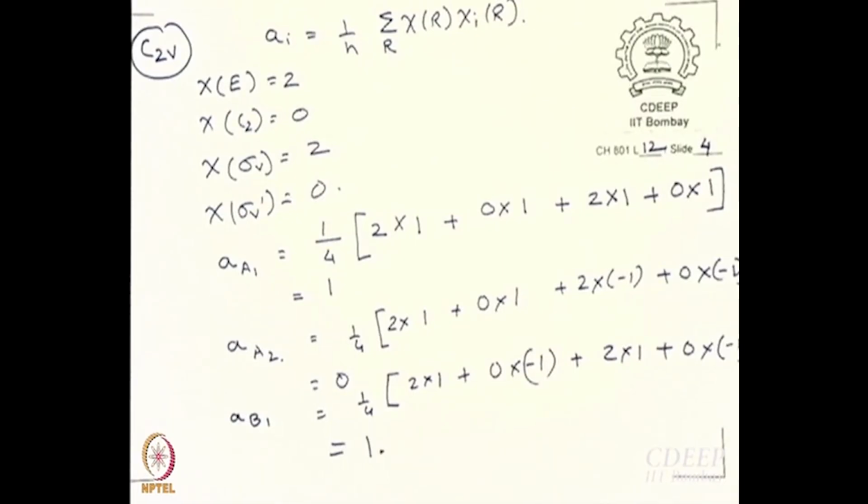Is there any need to work out B2? There isn't. Because see, your reducible representation was two-dimensional. You have already found that that representation is a sum of two one-dimensional representations. So the fourth representation cannot have any contribution. Still, if you want, you can work it out since you are doing it for the first time. What is B2? 1 minus 1 minus 1, 1. Work it out. What is B2? Zero.